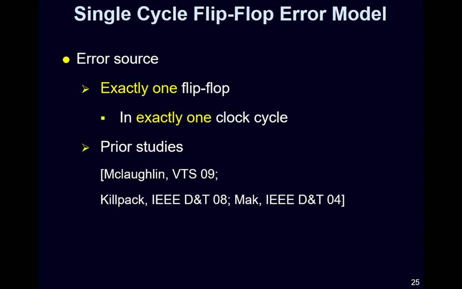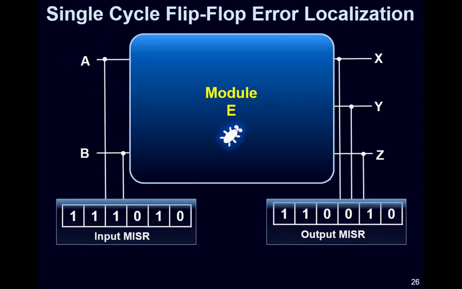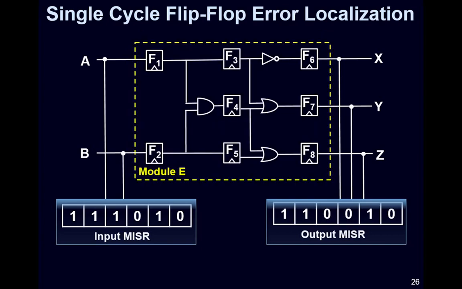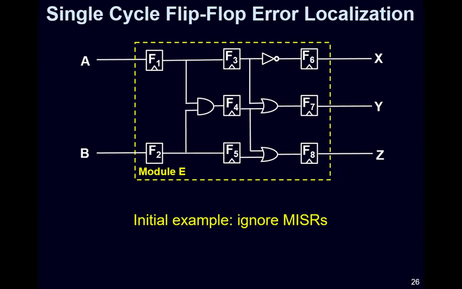We chose to use the single cycle flip-flop error model. What this means is that the error occurs in exactly one flip-flop on exactly one clock cycle. And this has been used extensively in prior work before. But how can we actually use this model? Well, let's go back to Module E, the one which we already know contains the bug. Now let's assume that it has this very simple internal structure. And for the moment, we're going to ignore the muxes. We'll come back to them later.